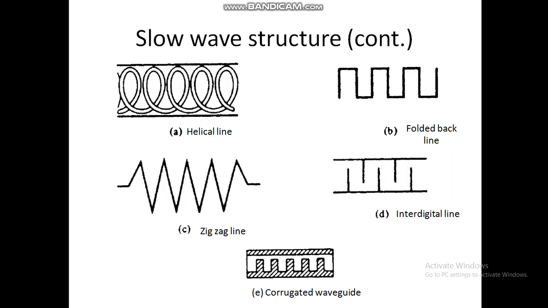These are some slow-wave structures that are generally used. First one is helical line, then folded back line, zigzag line, interdigital line, and corrugated waveguide. What happens in these structures is the electromagnetic wave travels through these guides or lines, so it takes more time, or we can say the velocity of the electromagnetic wave reduces inside these lines or waveguides. So we can match the velocity of the electromagnetic wave with the velocity of the electron beam.